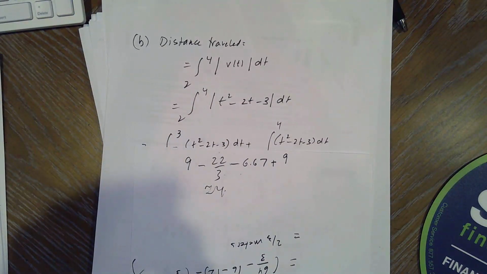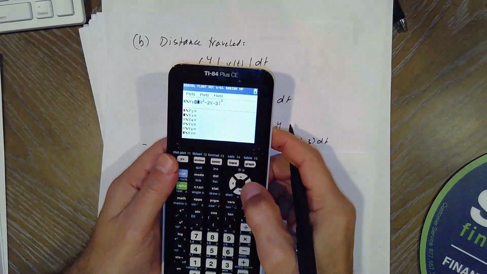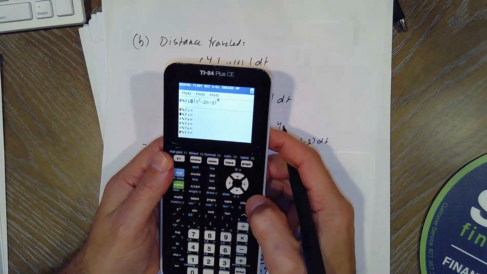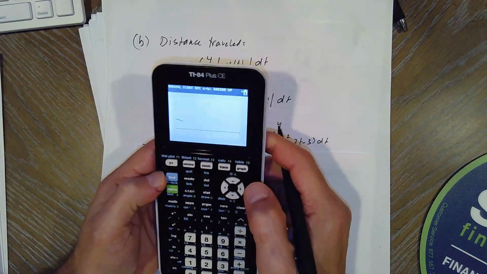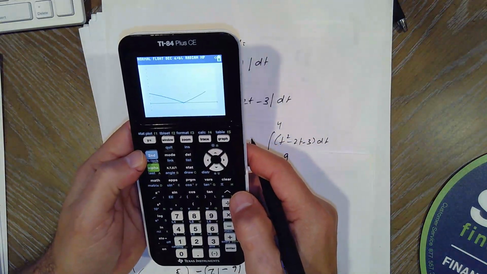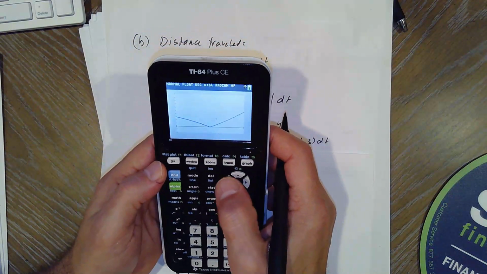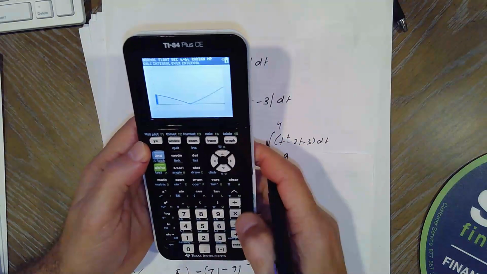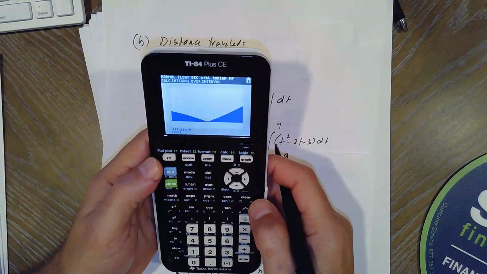Let me check the calculator one more time. Oh, I see why. It shouldn't be a square. I put a square there by mistake. So my answer is right. It's just the calculator. Let's clear that. So now we can go to graph. There's the graph. Okay, much better. I had a square by mistake. Let's go to calc, and then the integral from 2 to 4. So it is 4, and I was right.